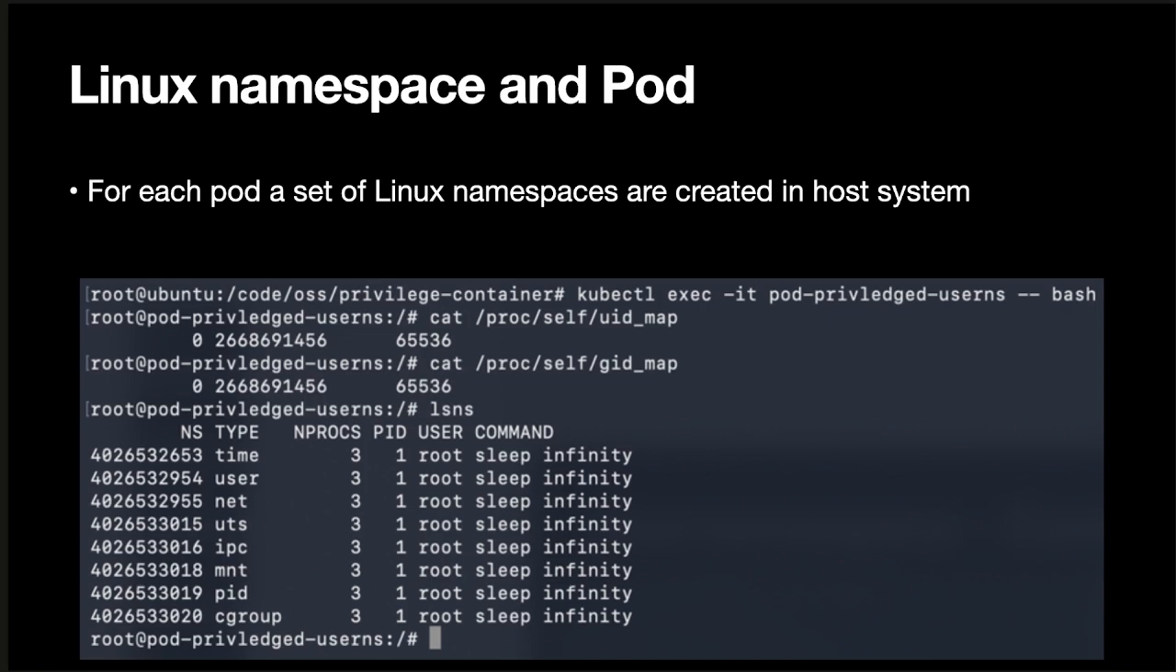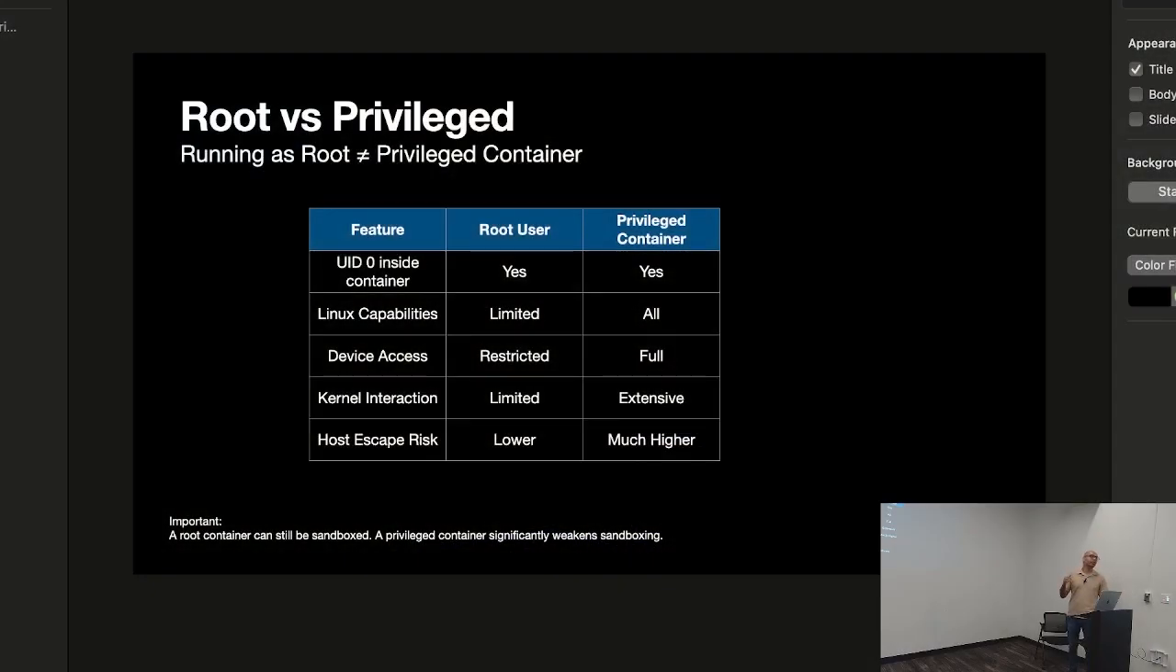Talking about root versus privileged, as I mentioned, sometimes users get confused about the two. If you are running your container as root, that does not necessarily mean you have privileged access. So this table outlines some of the differences between running your pod or container as root versus specifying the privileged flag as true. If you are running as root, usually you get user ID 0 and group ID 0, which represent the root in your container.